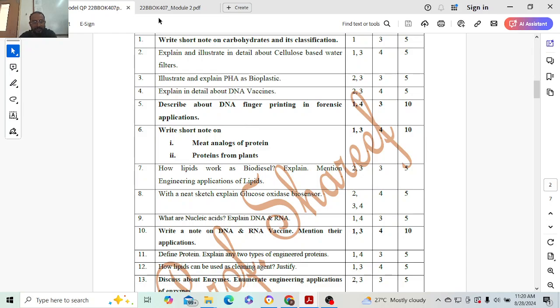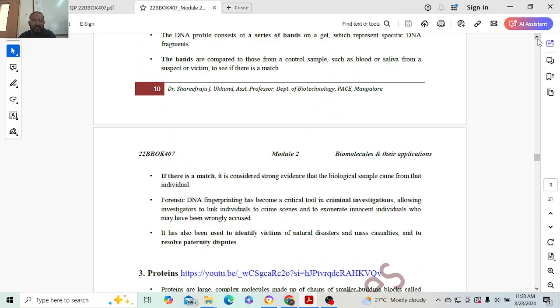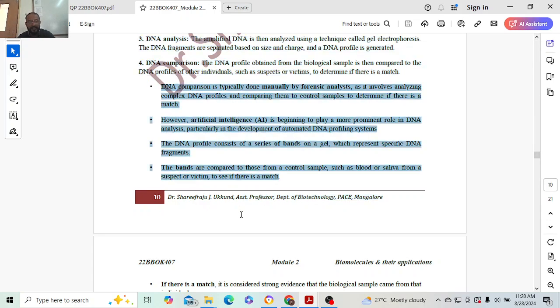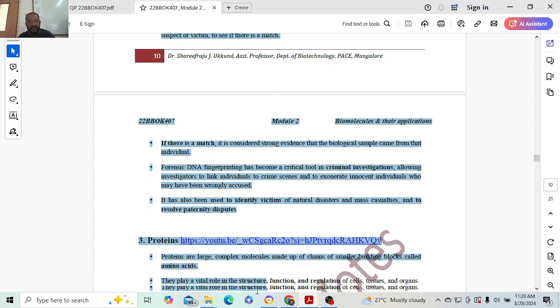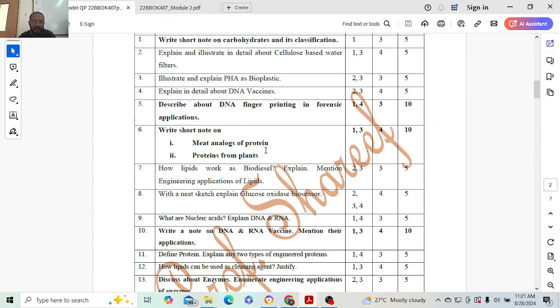But if you see, describe DNA fingerprinting in forensic applications, that is where the marks will change. Especially these last points after these 5 marks, from here, comparison with AI application, the bands till here. Around 5 to 6 points I have mentioned. In those 5 points you have to mention how it can be used. That is how you will get the 10 marks.